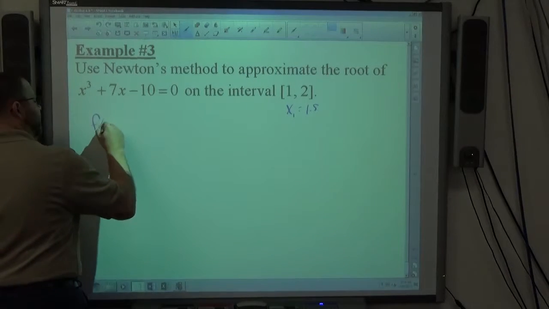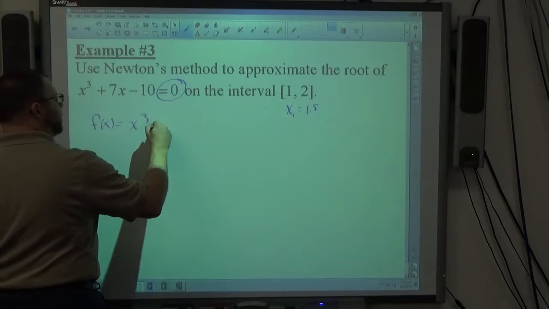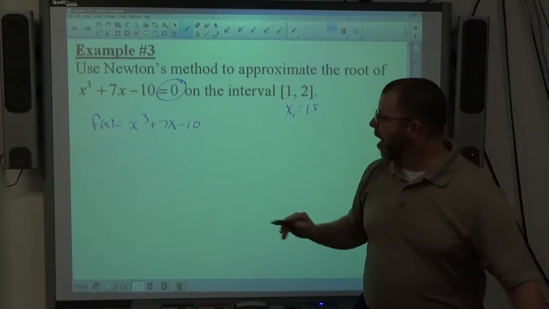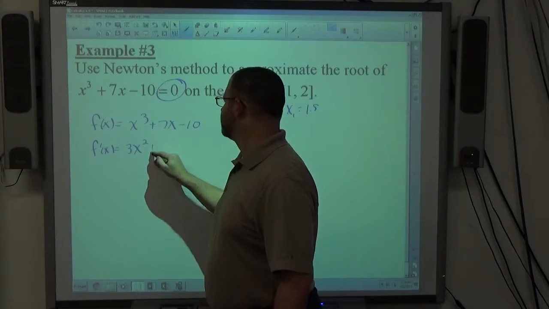I'm going to let f of x equal the function that equals 0. Again, equals 0 is required: x cubed plus 7x minus 10. Once you have equals 0, that's f of x. f prime of x is 3x squared plus 7.